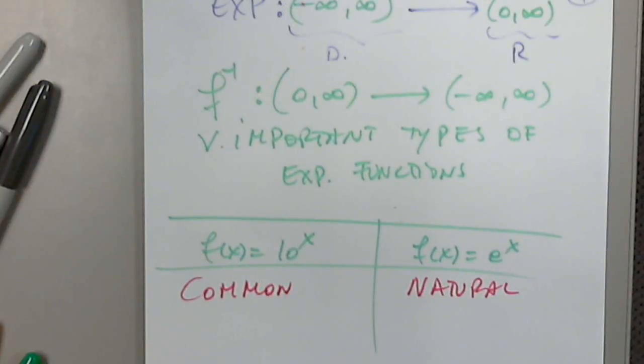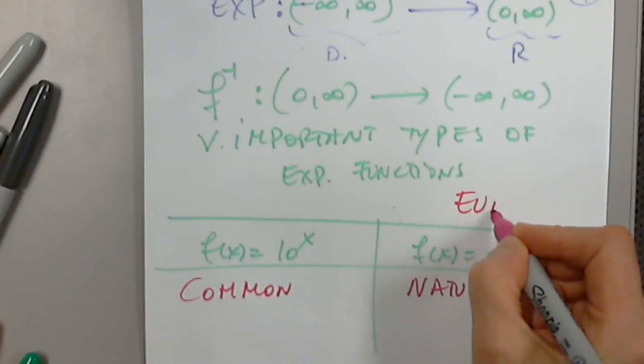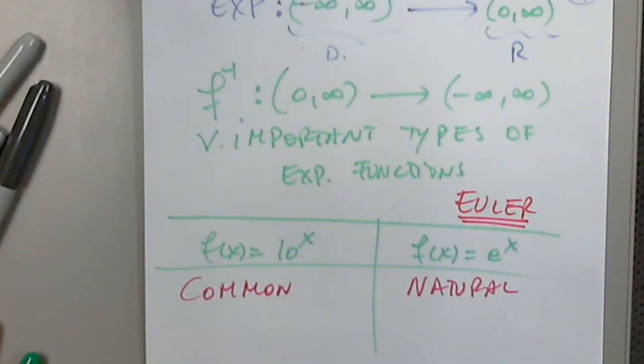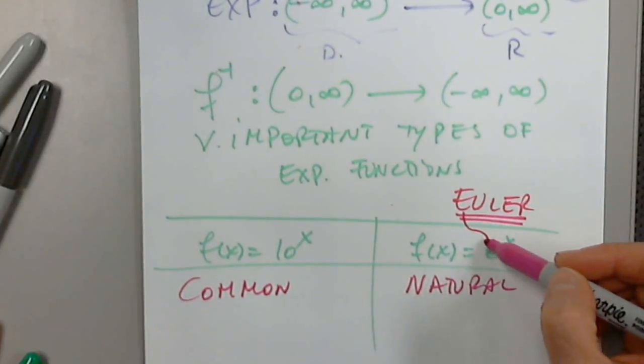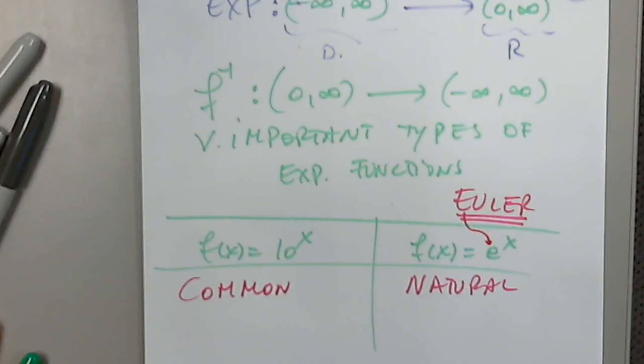I think he was Swiss, a Swiss mathematician, and that's why it's E. I thought it was Dutch, but okay. I have to look it up. Okay, so it's Euler's number, and that's why the notation is E, Euler's number.